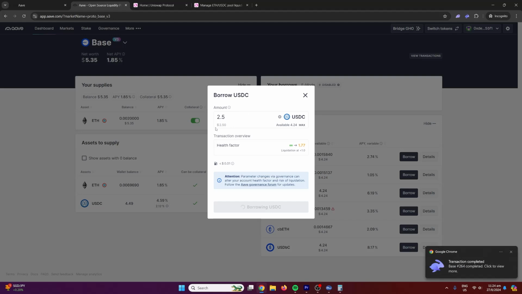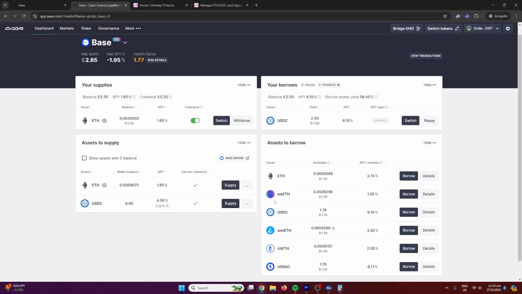So the purpose of this tutorial is just to share with you that it is very straightforward to actually deposit and borrow assets from a DeFi protocol. Over here you can see the borrow power that's used. So when this amount gets higher than a certain number, your collateral will be liquidated.